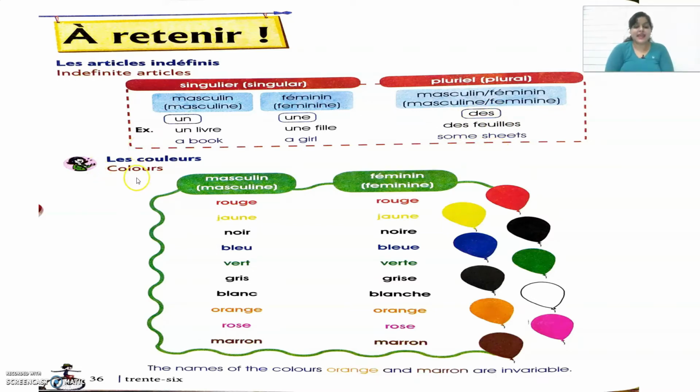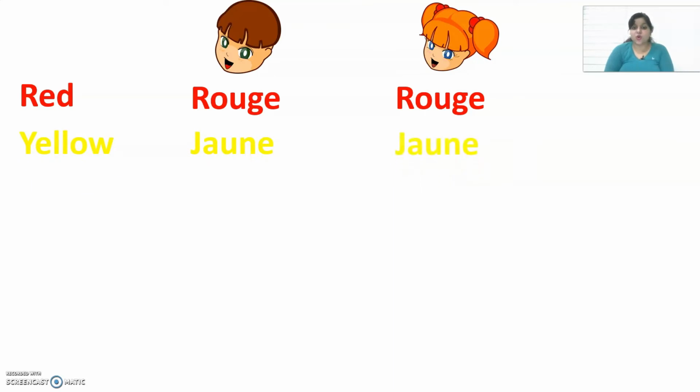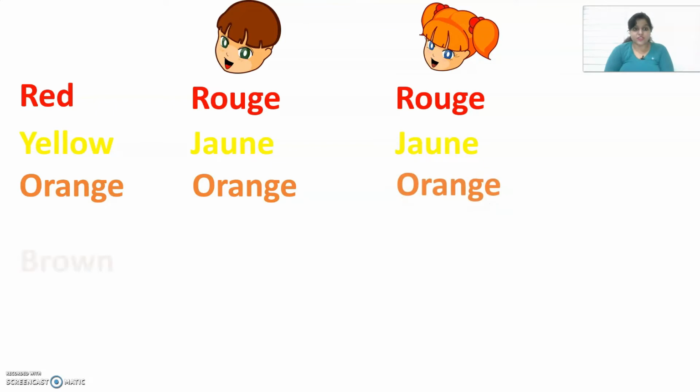Now underneath they have given the concept of les couleurs, that are the colors in French. So just like everything is divided into masculin and féminin in French language, same is with the colors. So let's fastly learn the colors in French. So first thing, how we say colors. To colors we say les couleurs. So how we say red, both for masculine and feminine, it is rouge, rouge.